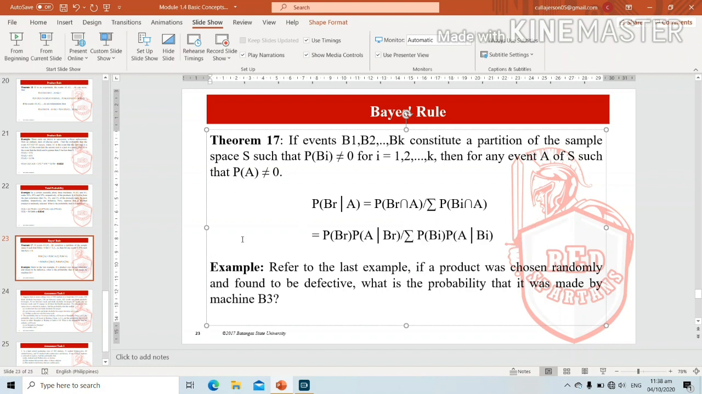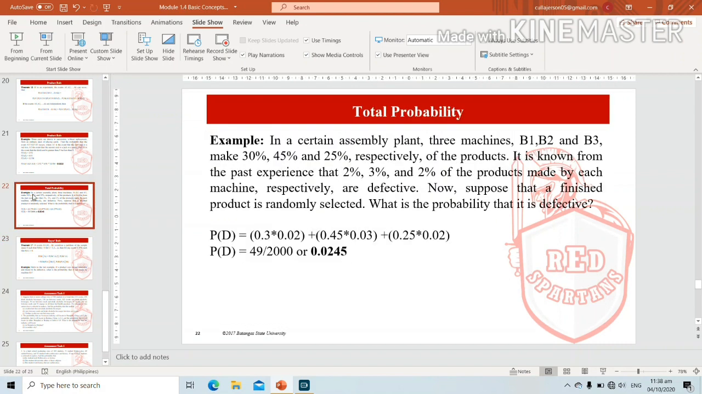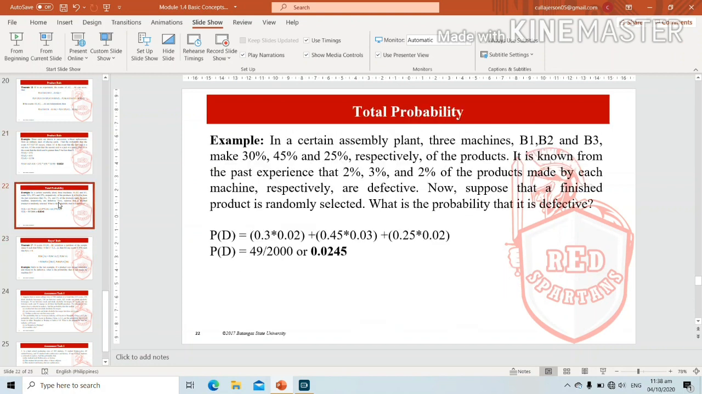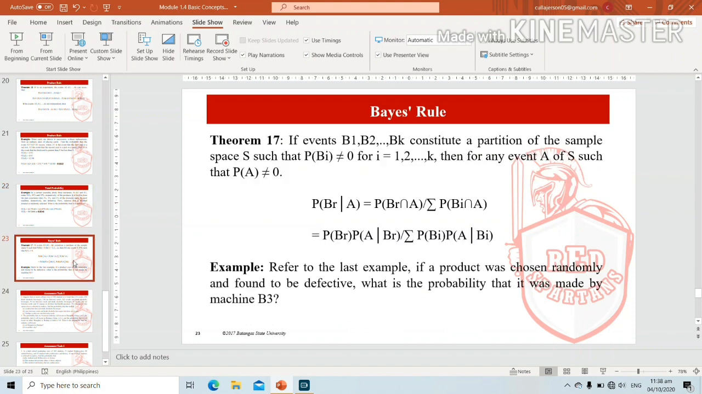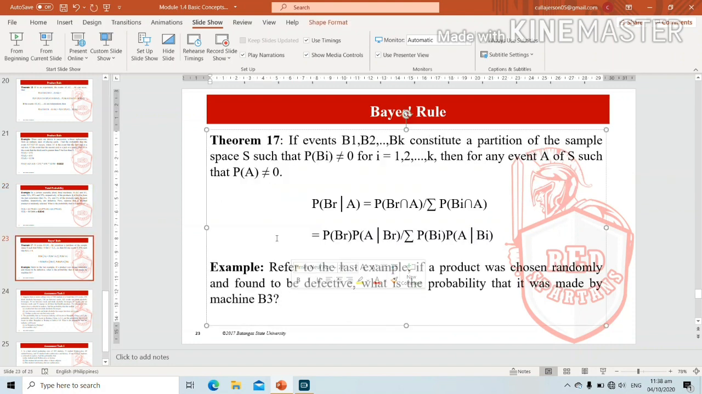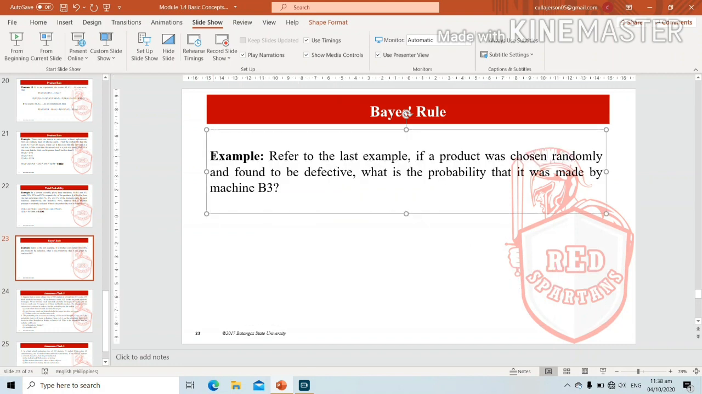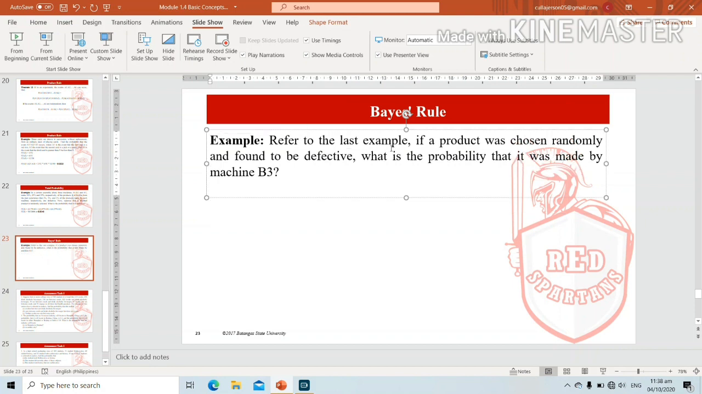So, sa theorem 17, yung kinukuha ay specific na probability, then sa theorem 16 naman ay yung general na probability. So for example dito, ito yung ating example. Refer to the last example. If a product was chosen randomly and found to be defective, what is the probability that it was made by machine B3?